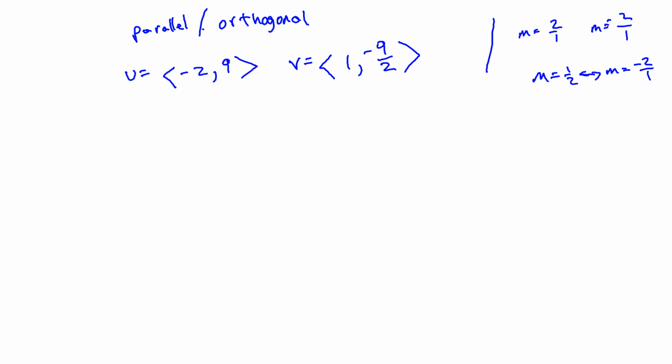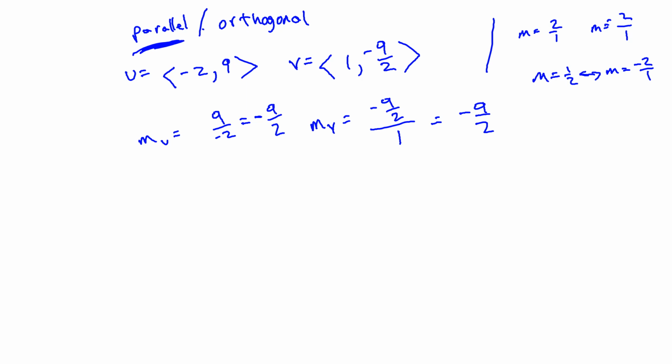Okay. So in this case, if we want to find out if they're parallel, one way we can check is basically just find the slopes. So the slope of u is going to be 9/-2, and the slope of v is going to be -9/2 over 1. So we're basically putting the y's over the x's. This one is just the negative of whatever 9/2 is, so 4.5, right? This one is the same thing because you divide by 1. So it's still just -9/2. Because they're the same, we're going to say that these are parallel.